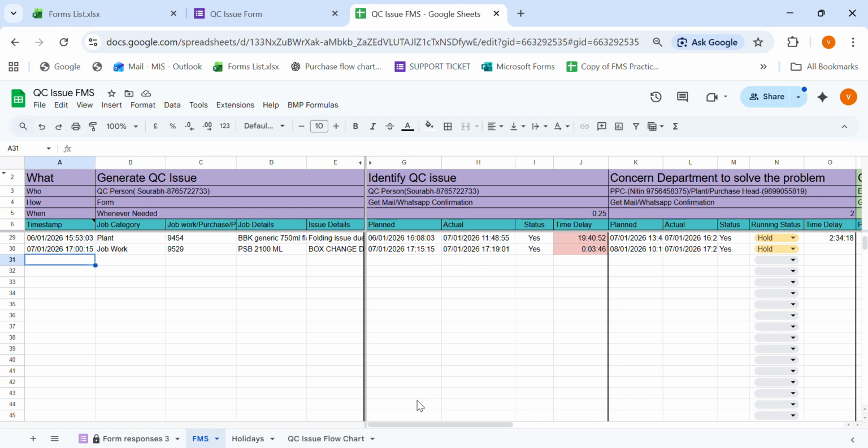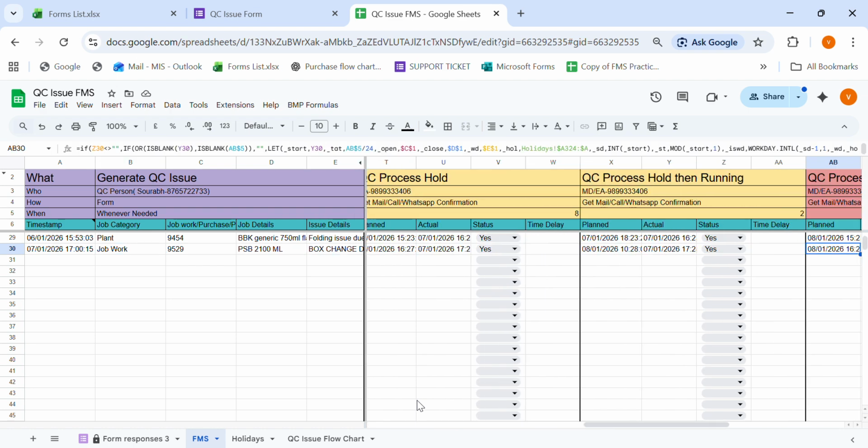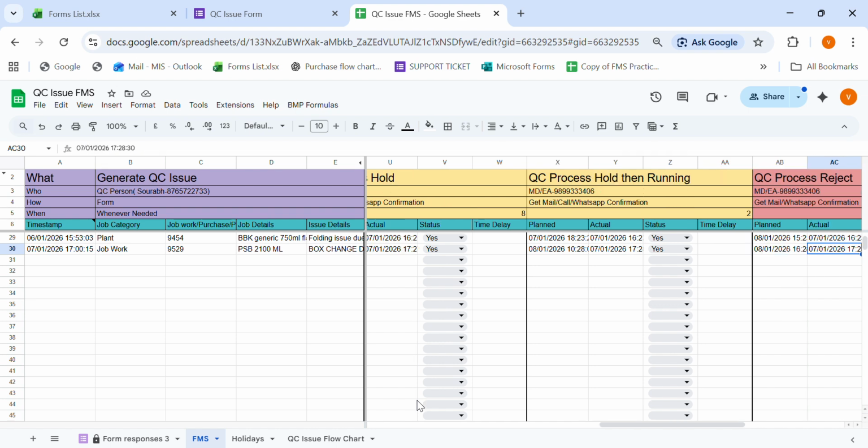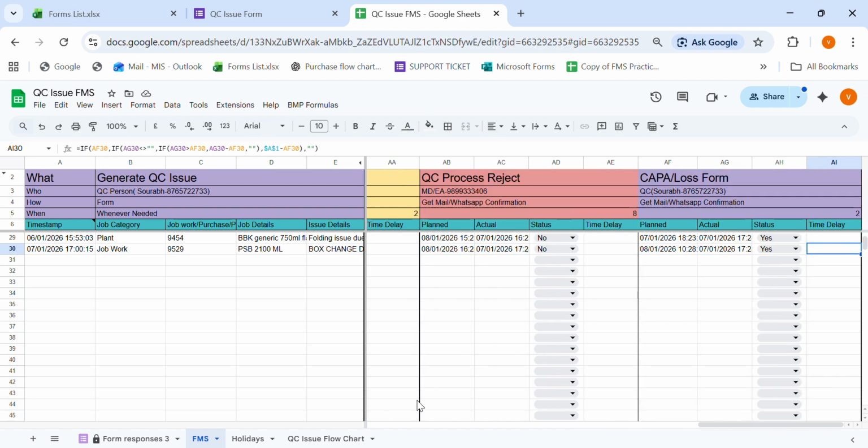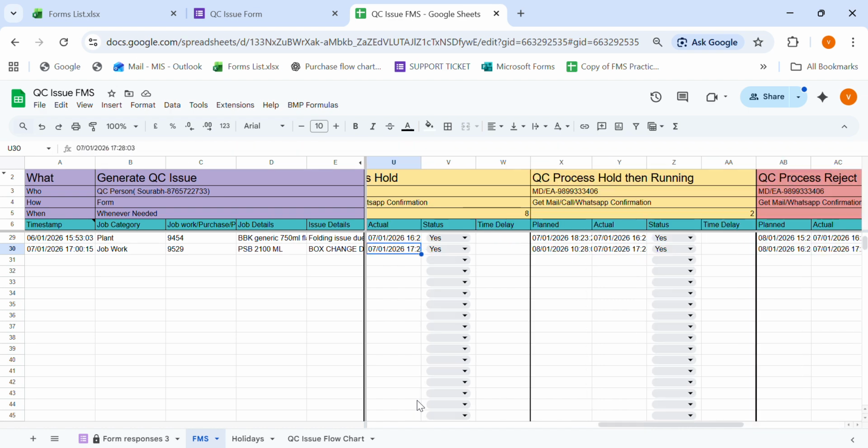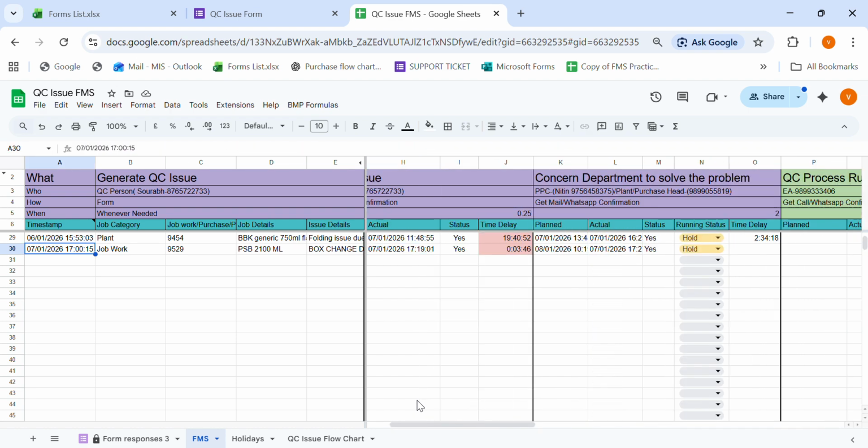If any issue related to QC is raised by the production team, it goes from the initial step to the final step. What action is taken by all of the departments, and what action is taken is recorded as an individual job. Here the initial step is the QC generated QC issue, and the final step is the loss form generated.